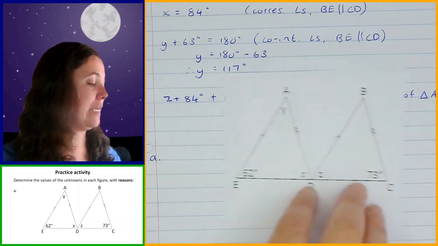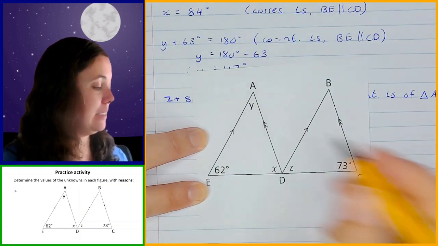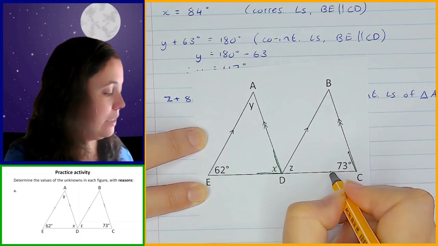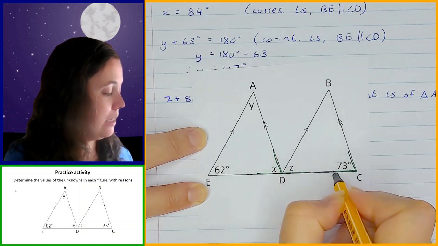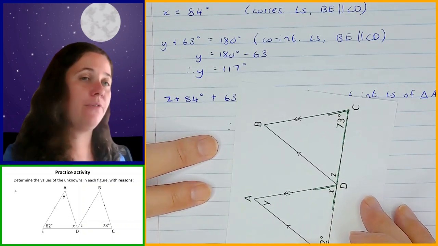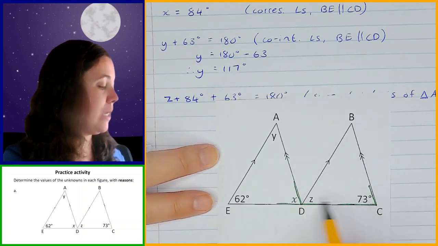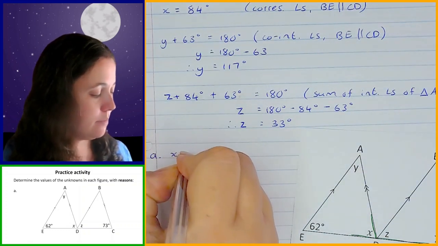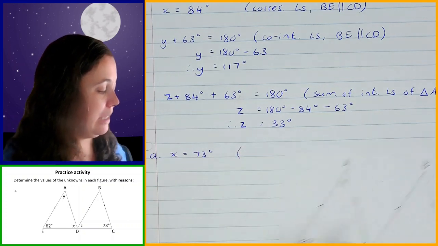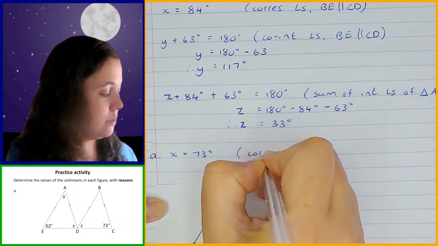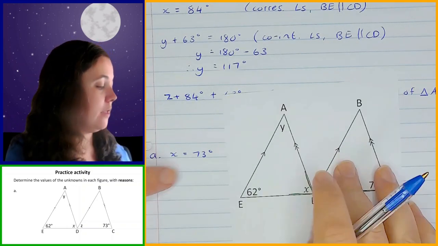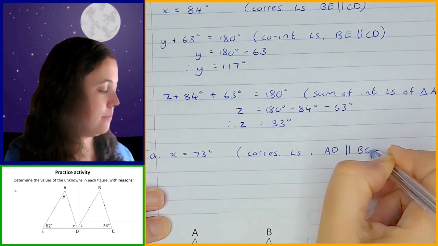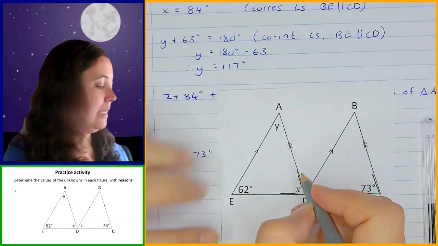If I want to work out X using parallel lines, here's the angle I've got over here by X, and here is an angle that I've got over here by C, and if you put them together, that kind of makes a backwards F. So that's our corresponding angles, which means that those two angles are equal to each other. So I can say that X is equal to 73 degrees, and my reason for that is because of corresponding angles with AD parallel to BC. Now I know this angle over here is 73 degrees.